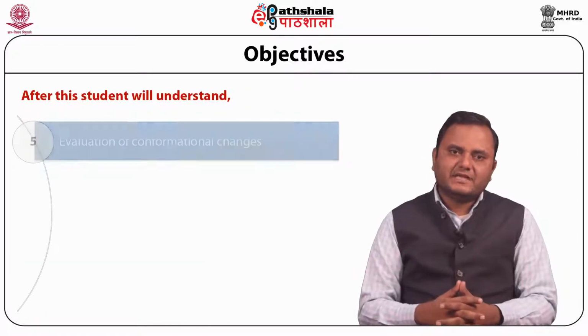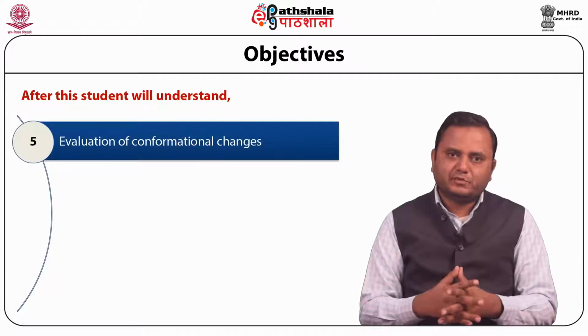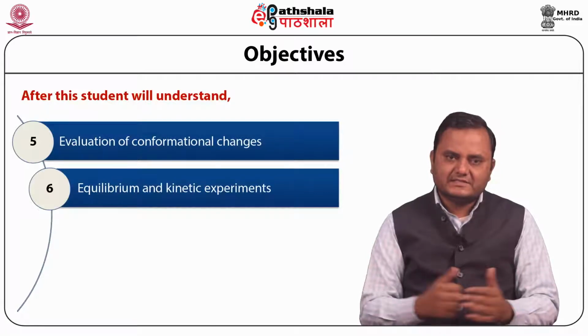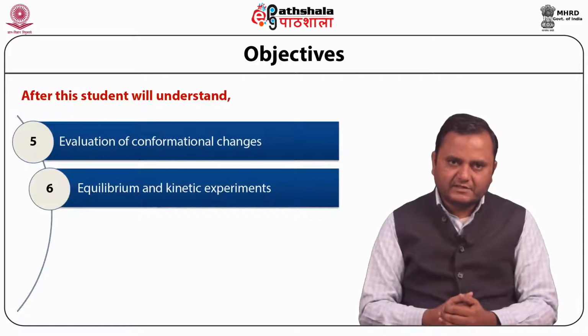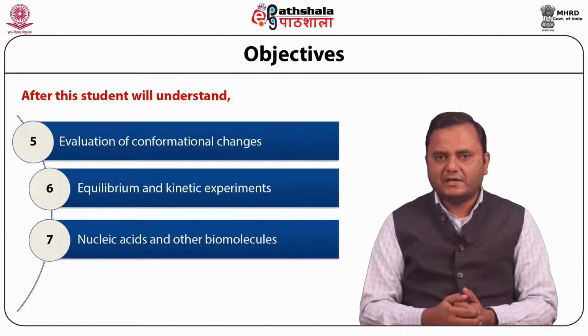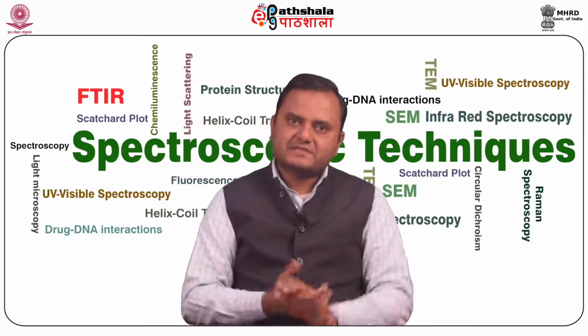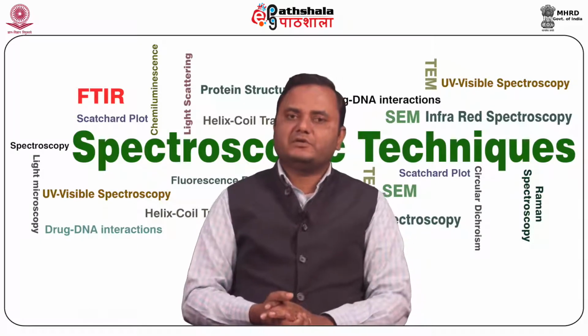Then we discuss the evaluation of conformation changes in protein and DNA by CD, and equilibrium and kinetics measurement experiments by CD, and finally we discuss the nucleic acids and other biomolecules that can be measured by CD. So let's discuss circular dichroism.